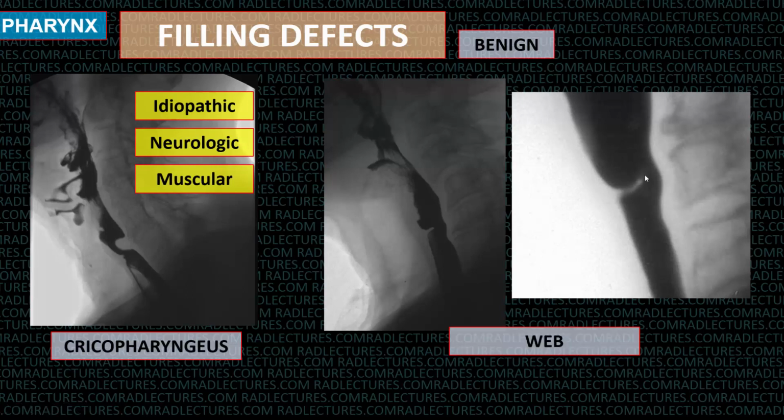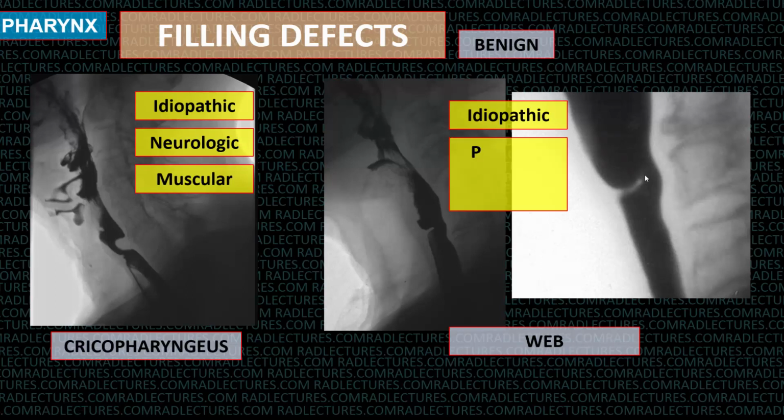So the webs can also be idiopathic, but another condition that causes a web is called Plummer-Vinson syndrome, where there is iron deficiency anemia and dysphagia due to the presence of a web. In these patients with Plummer-Vinson syndrome, these webs can become carcinomatous, and that is called a post-cricoid carcinoma, because these webs occur at the level of the cricoid cartilage, right behind the cricoid cartilage.